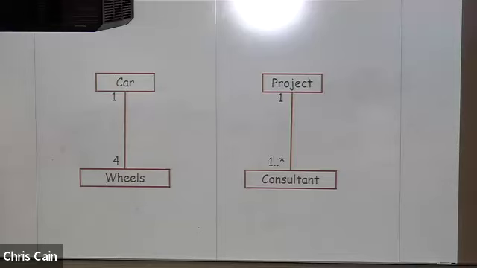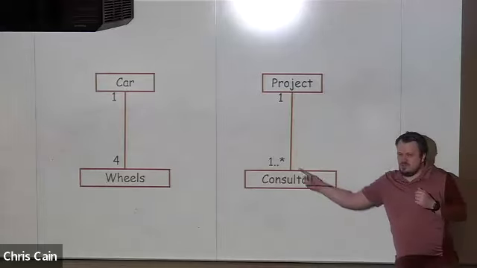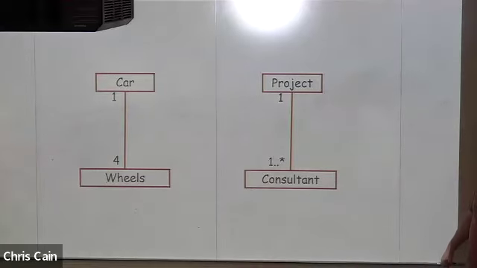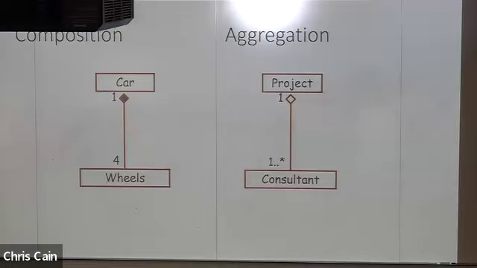For people who disagree, what makes you disagree? Yeah. Can a consultant belong to more than one project? Maybe. Can a wheel belong to multiple cars? Does a project own its consultant? Does a consultant own the project? Does the car own its wheels? I got the definitions backwards, my bad. It's good. So, yeah, we have composition on the left and aggregation on the right.